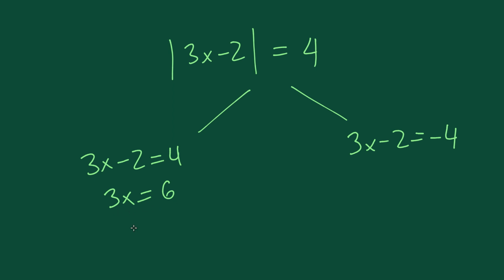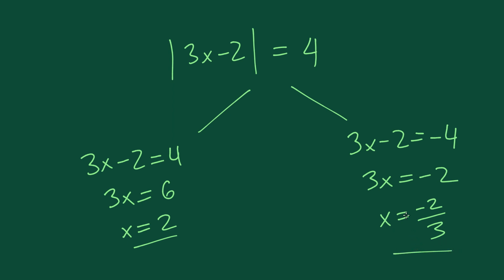Divide both sides by 3. X equals 2. And then over here, add 2 to both sides. 3x equals negative 2. Divide both sides by 3. X equals a negative 2/3. Okay, so there you have a couple of example problems for equations involving fractions, decimals, and absolute values.